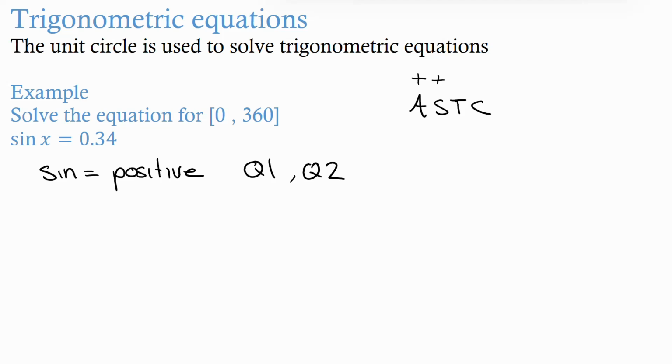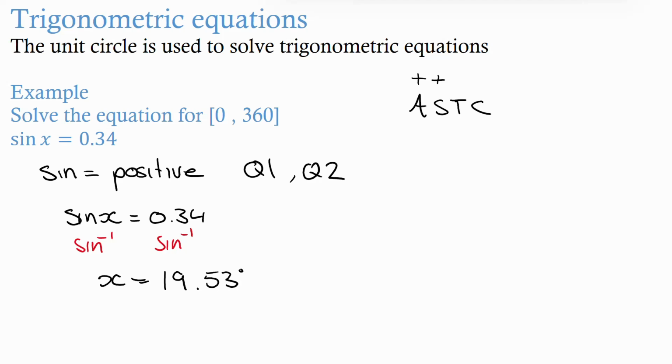Now we're just going to solve this as any normal equation, so sine x equals 0.34. We take the inverse sine of both sides. So we get x equals 19.53. Now we're not done there, because remember, in quadrant 1 it's sine theta. In quadrant 2, it's sine of 180 minus theta.